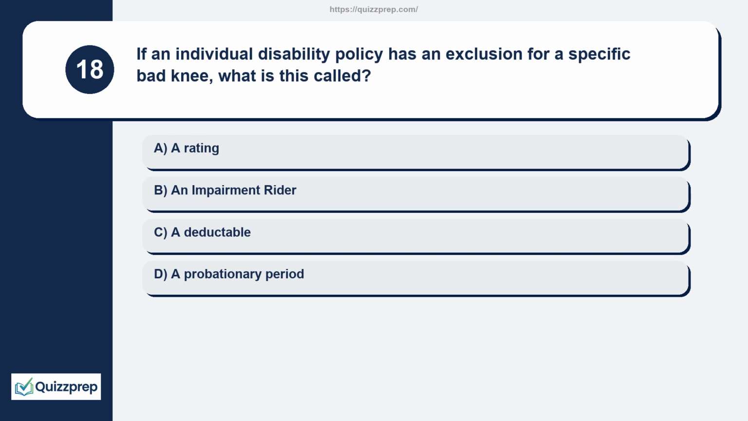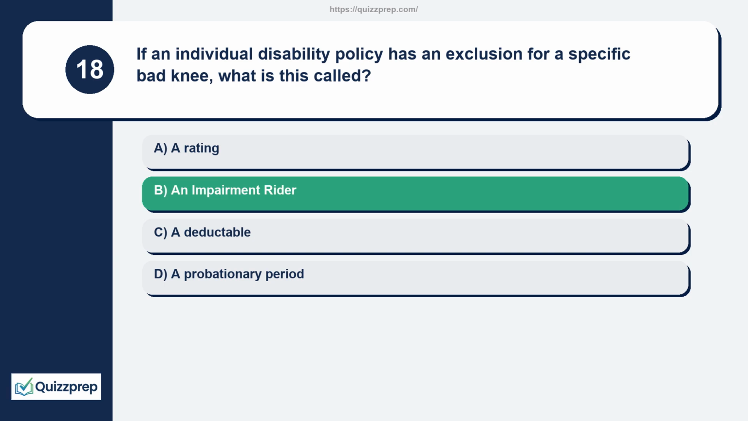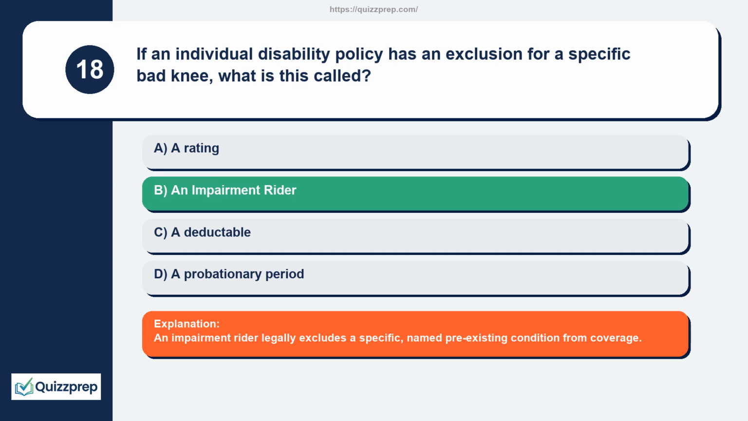Question 18. If an individual disability policy has an exclusion for a specific bad knee, what is this called? A rating, an impairment rider, a deductible, a probationary period. An impairment rider legally excludes a specific, named pre-existing condition from coverage.